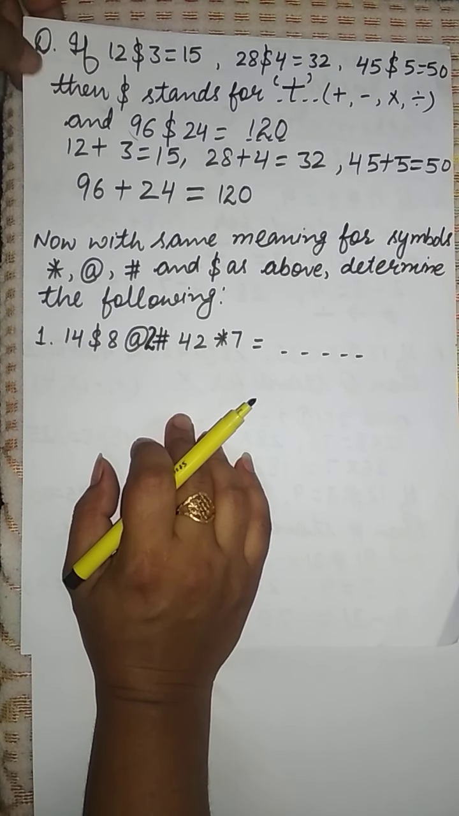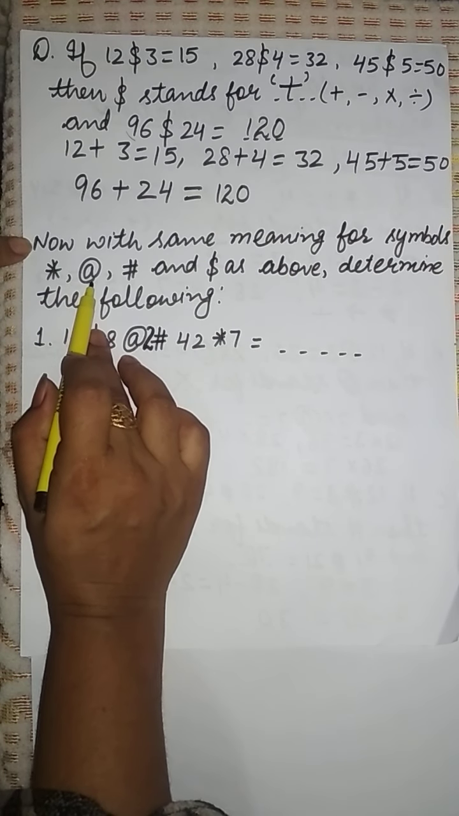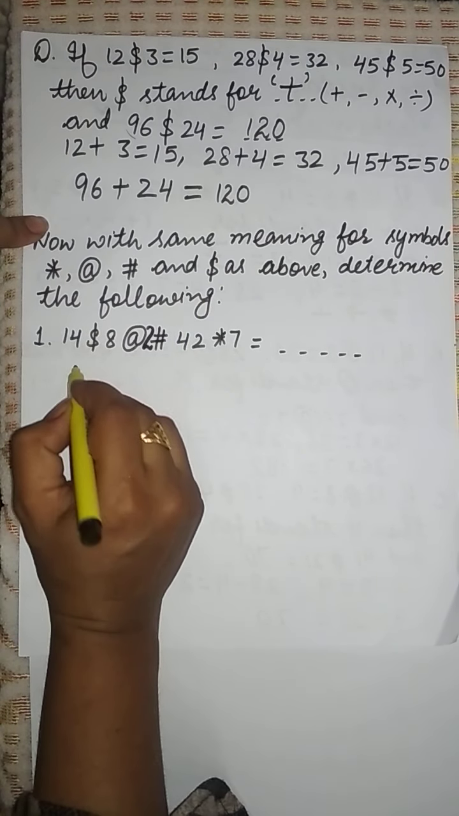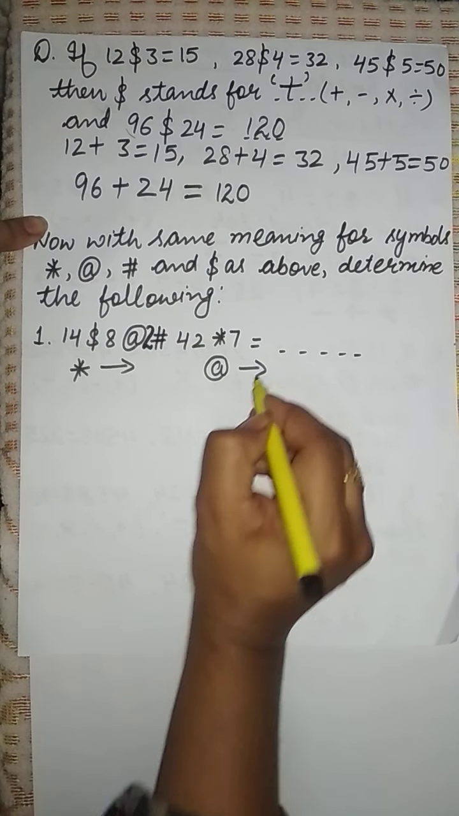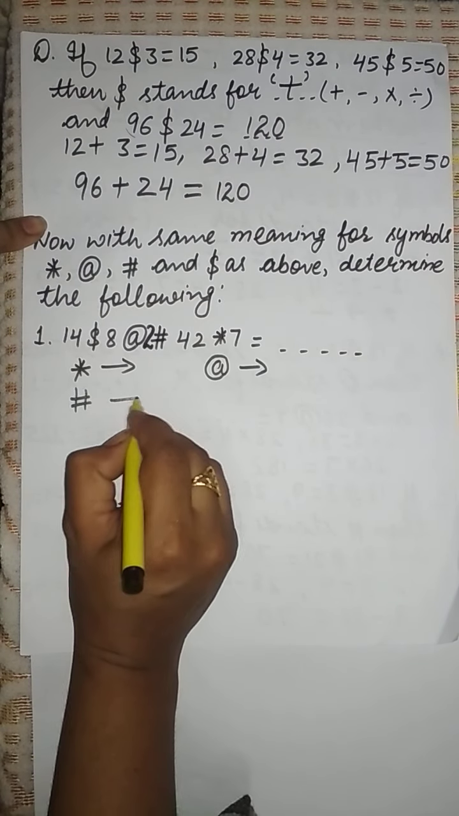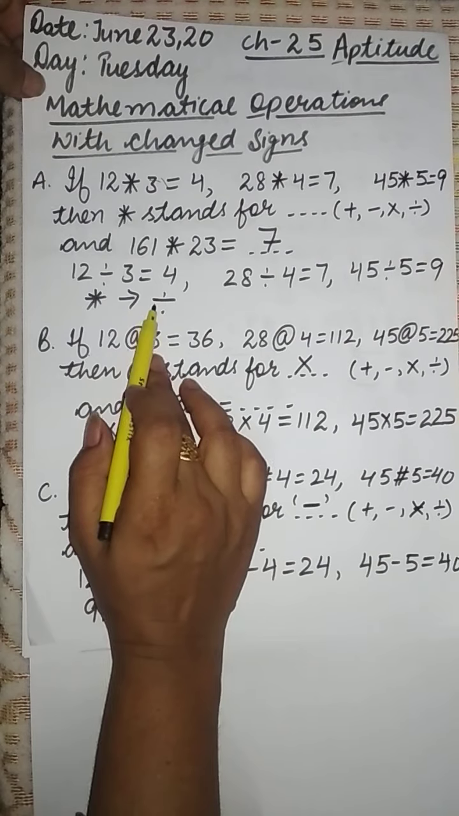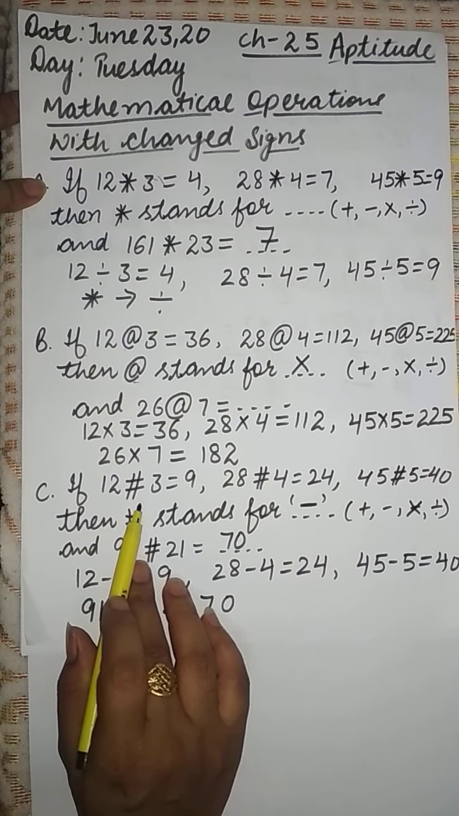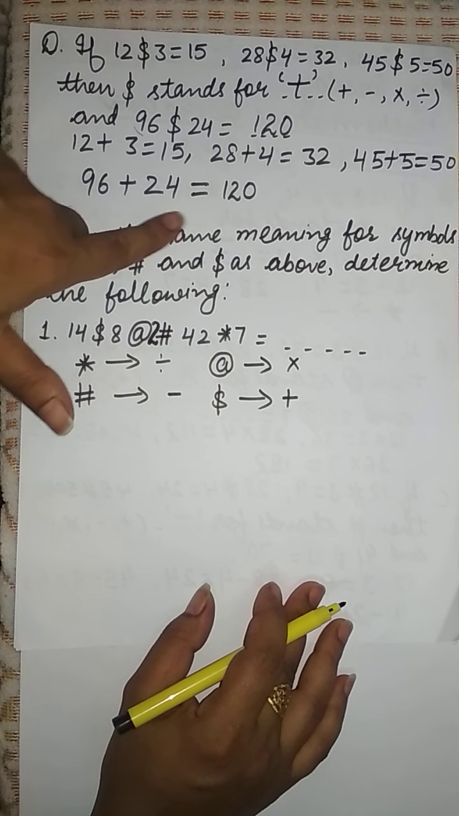Now the next part of this question is, with the same meaning for the symbols star, at the rate, hash and dollar as above, determine the following. Now I'll write here what the star symbol represents, what at the rate represents, what hash represents and what dollar represents. From the very first part we see that the star symbol represents division, at the rate represents multiplication, hash represents minus, and this dollar represents addition.